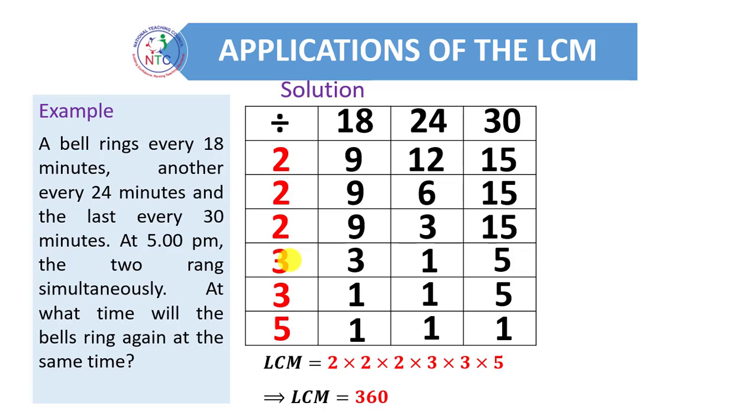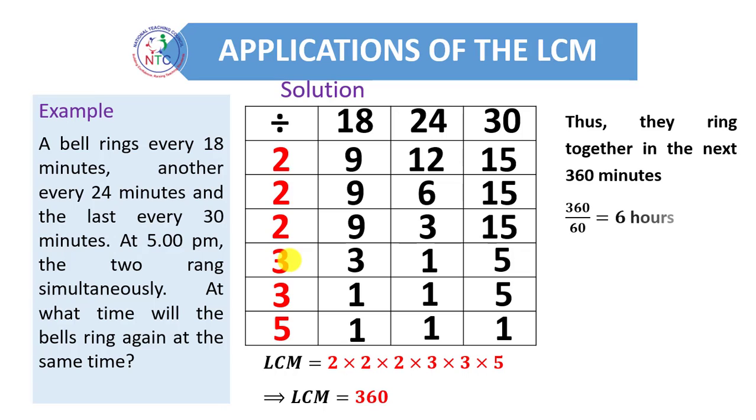So, to know the time they'll ring again, we have to change this very number to hours and add it to the time to see when the bells ring again. Now, they ring together in the next 360 minutes. So let's convert the 360 minutes into hours first. We simply do this by dividing the 360 by 60, since of course 60 minutes gives us 1 hour. And the answer we get will be 6 hours.